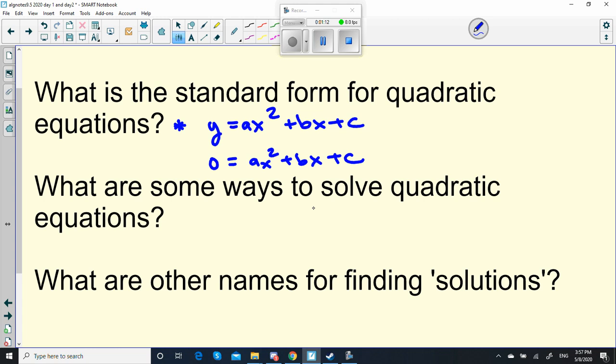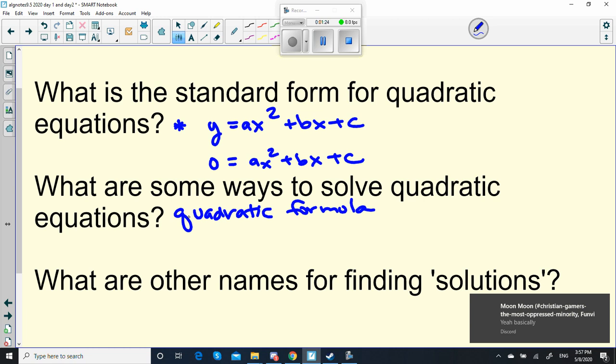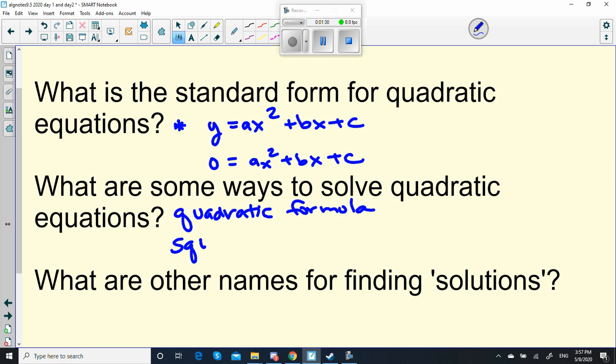But we often change the y to a 0. And then what are some ways to solve quadratic equations? Well, today we'll be learning about the quadratic formula. And it's a long one, but it's totally doable. And then what other ways do we have? Well, we learned in 9.3 about taking the square root, either when it's perfect or not perfect, and rounding with a decimal. This has to have no bx to do this.